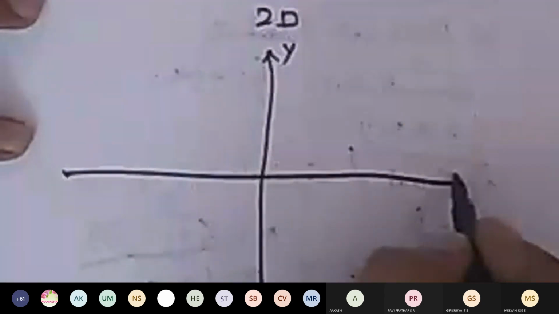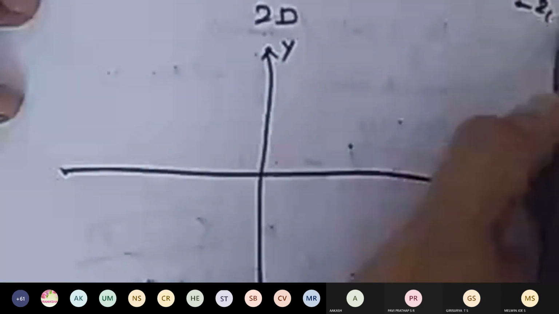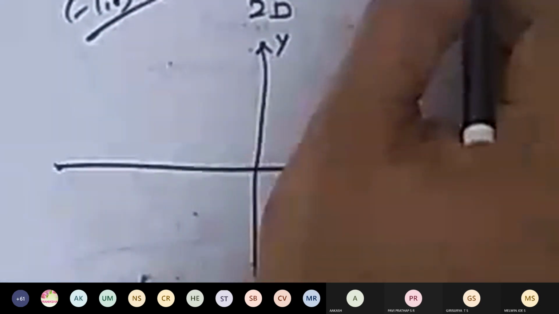I'll give one more example. Consider a 2D graph, what we call the Cartesian plane, with X and Y axes. Two-dimensional graph, otherwise called the Cartesian plane. Now you can take any coordinates, maybe 2, 3, minus 2, 8, minus 1, 4, 0, 0, minus 1, 0, whatever it is. All the x, y coordinates.